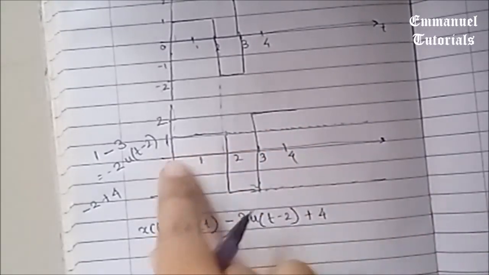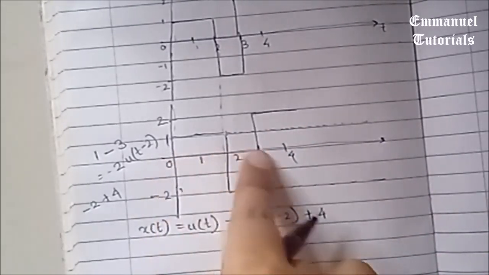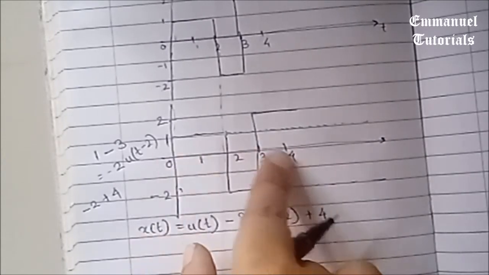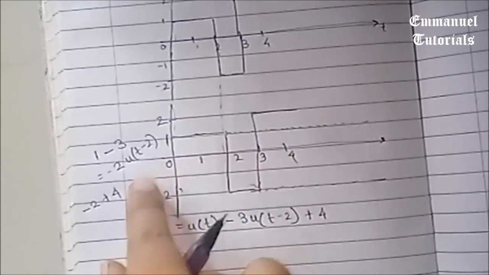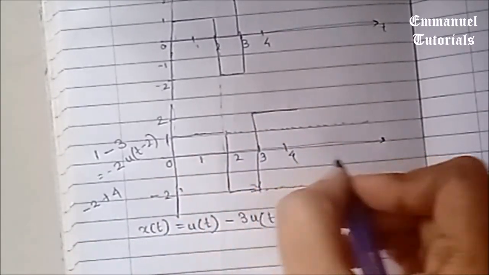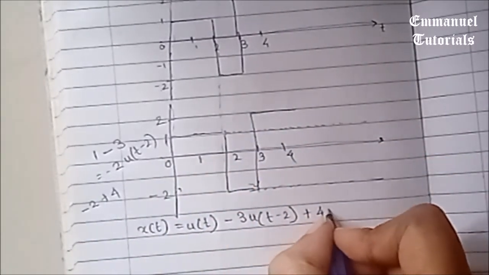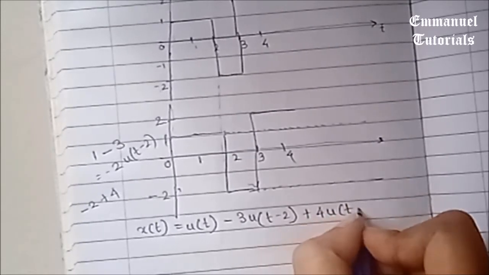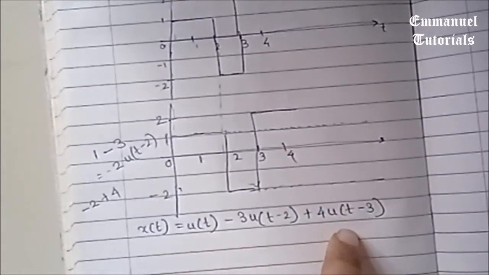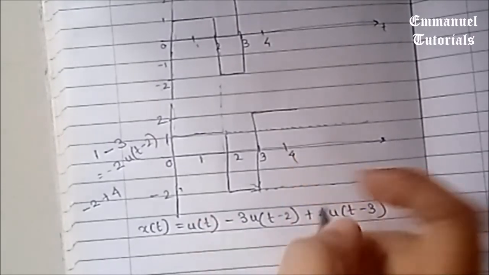Now again, this is not exactly u of t, it's a shifted version of u of t. By how much? And is it a delay or advance? It's a delay. It is shifted to the right, so it's a delay. And by how much? It is by 3. So it is 4 u of t minus 3. So this is the equation that is expected.